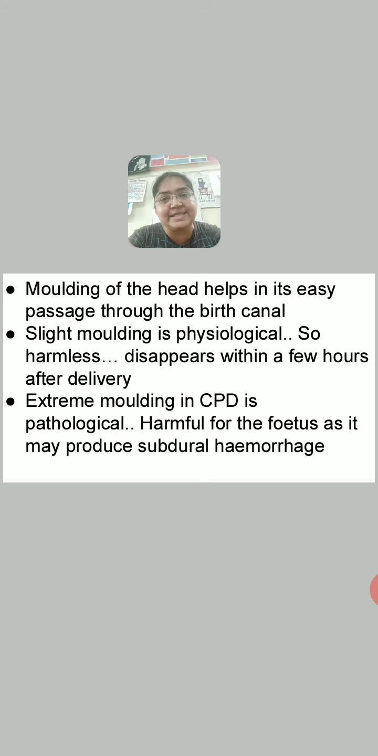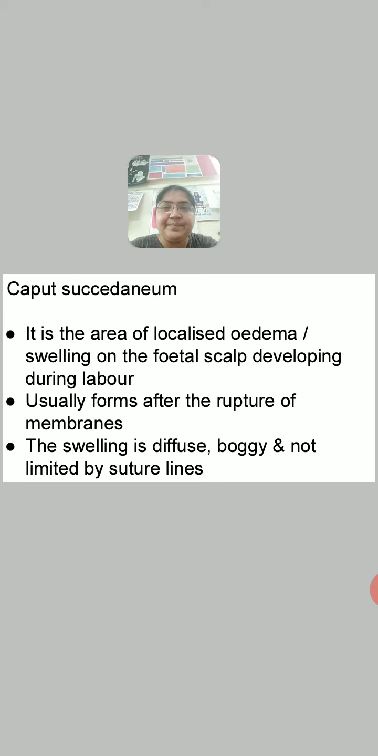In such cases, the extreme molding which we usually find in CPD is pathological. It is abnormal. It is harmful for the fetus because it may produce subdural hemorrhage. It causes pressure on the fetal head and causes subdural hemorrhage, right? So at that time you may advise for cesarean section.